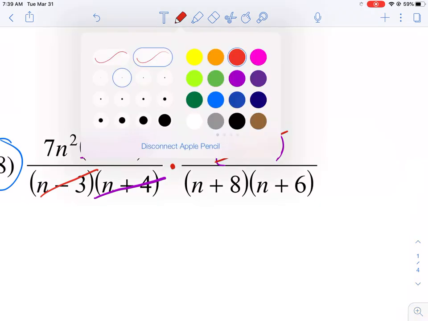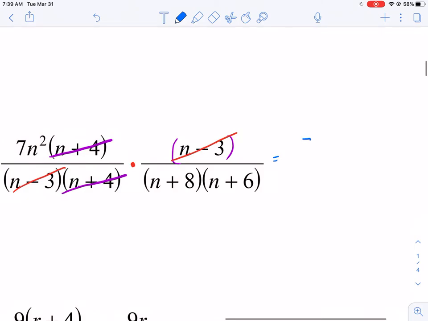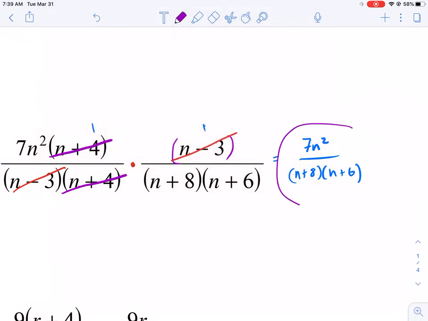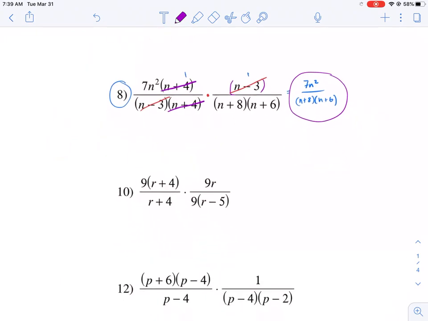Now, we canceled a lot already, so let's go ahead and see what we have to work with. We have 7n squared times 1, which is just 7n squared. And then we canceled n minus 3 and n plus 4, so now we're just left with n plus 8 and n plus 6. I'm going to leave it like that. It is all in terms of multiplication. There's nothing left to cancel, so that is my final answer. It's as simple as that.